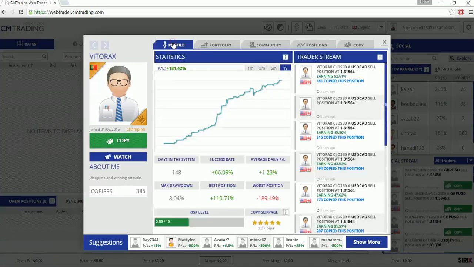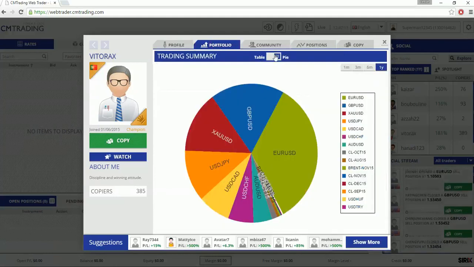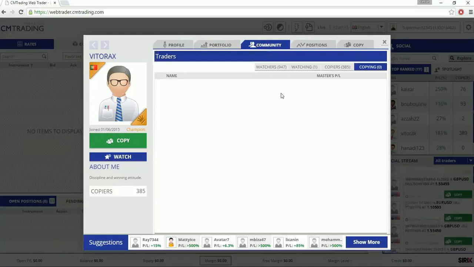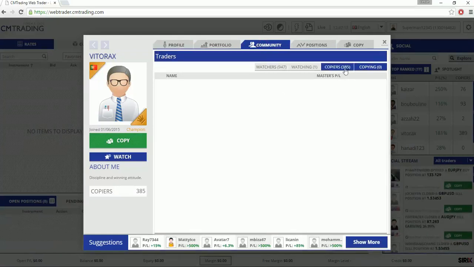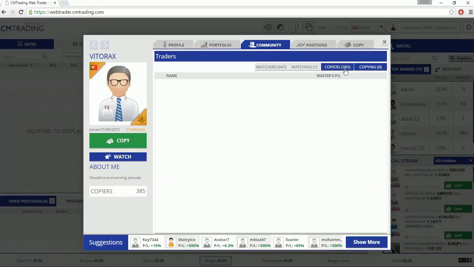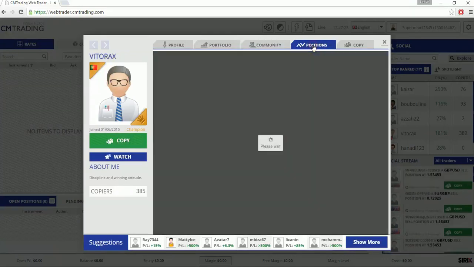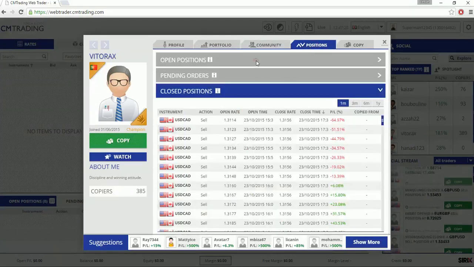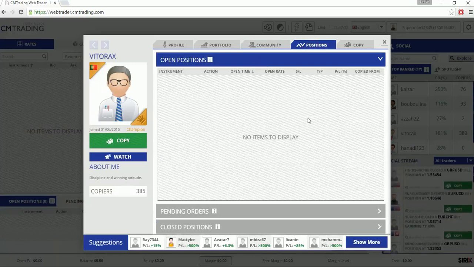So we've had a look at his profile tab, really happy with that. We've had a look at his portfolio tab, really happy with that. We've had a look at the community tab, and the fact that there's 385 people linked to him, to me that's also a very positive sign. The more people linked, the happier they must be with his trading. And we've had a look at the positions tab, and we're very, very happy with the positions tab as well. So the next thing to do would be to copy this trader. I'm going to ask you to have a look at our how to copy a trader video, because that's going to run through position sizing and things like that.